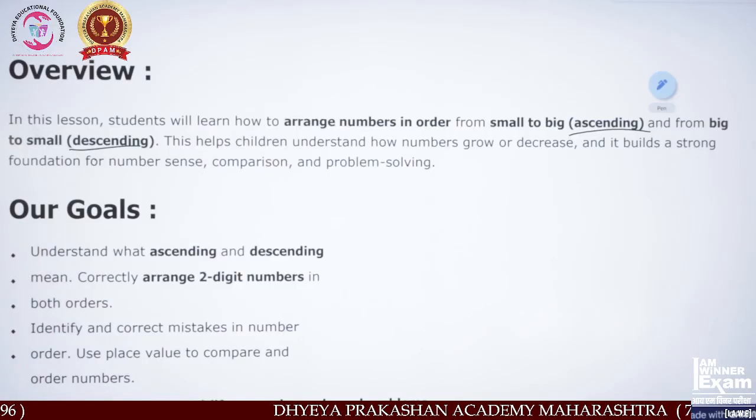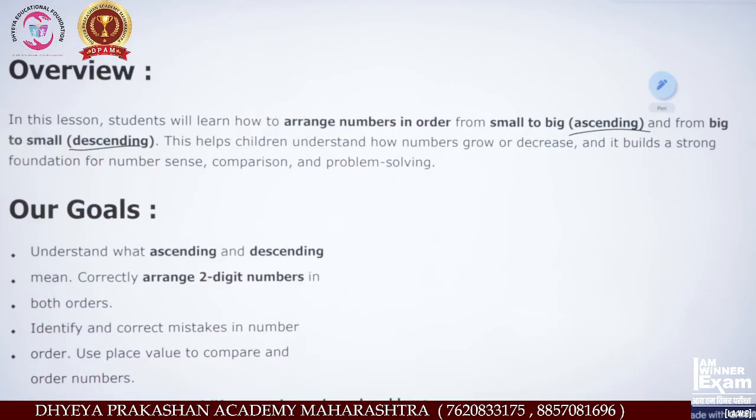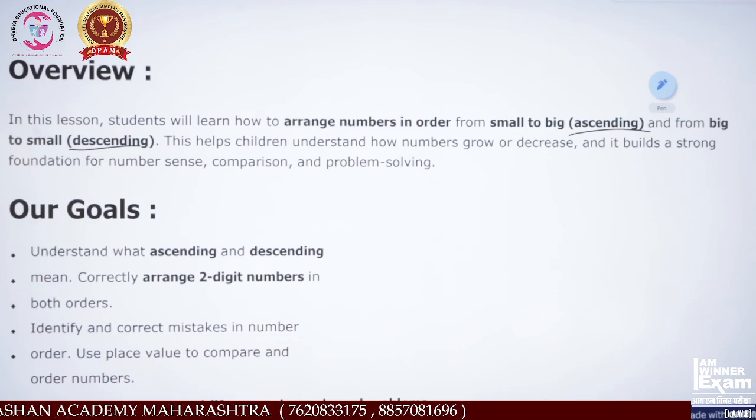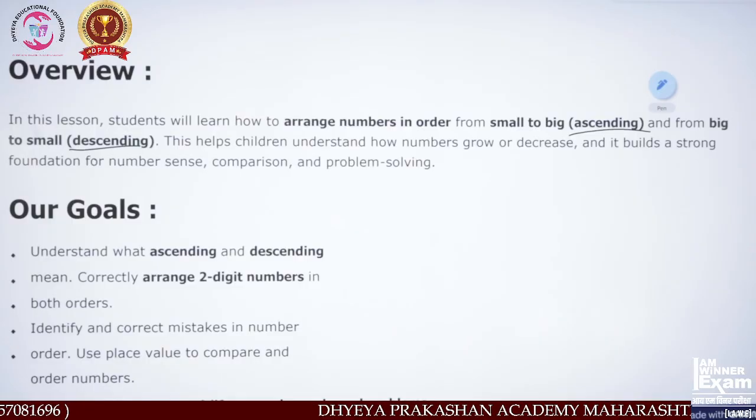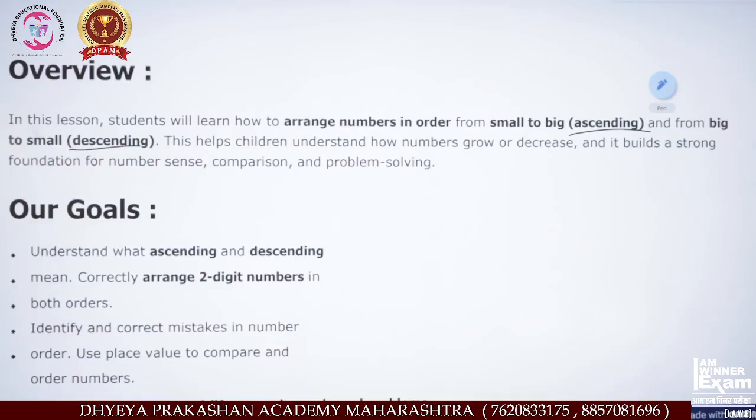Our goal in this chapter is to understand what ascending and descending mean and to correctly arrange two-digit numbers in both orders. Identify the mistake in a number order. Use place value to compare and order numbers. Apply the concept to real life examples and solved problems. This is the overview and the goal of this chapter.